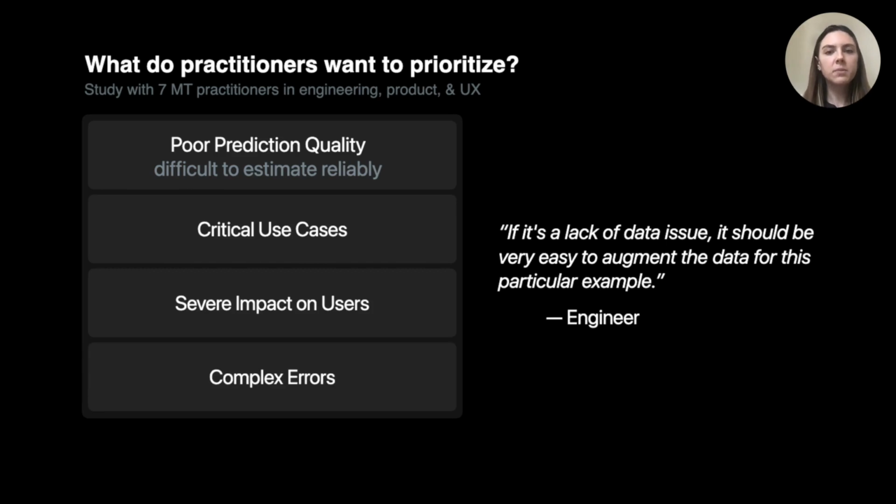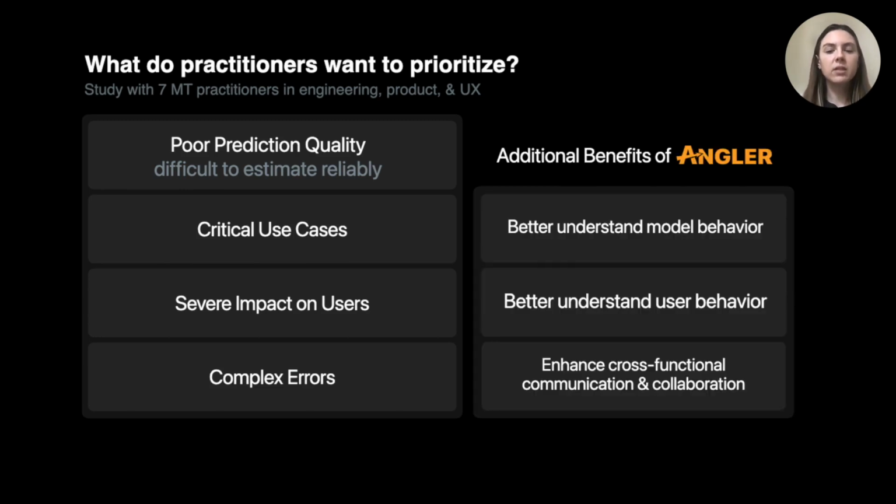And lastly, participants wanted to prioritize translation annotation resources on issues that were actually complex enough to need translators' help, rather than simpler things that could be solved with strategies like data augmentation. We also saw that using Angular helped practitioners better understand their model's behavior, as well as what their users wanted to use the model for. And they saw Angular as a great way to enhance communication and collaboration across different parts of their team.